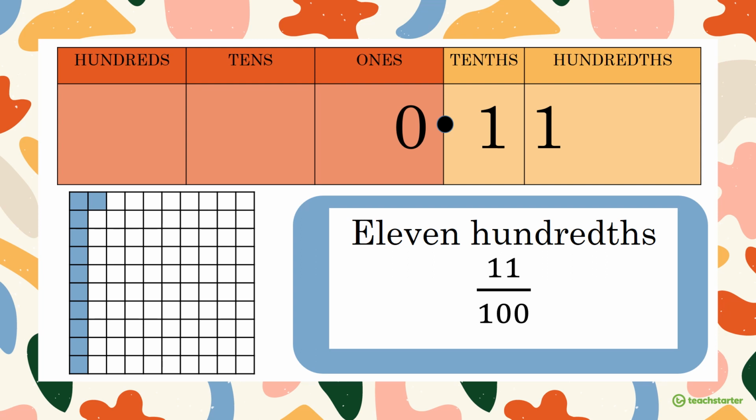11/100ths, so 11 over 100. We have added one extra box on our hundreds board, and there are now 11 shaded. 12/100ths, 12 over 100, there are now 12 boxes shaded.